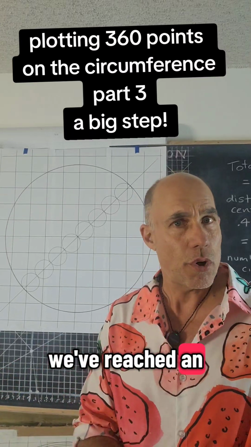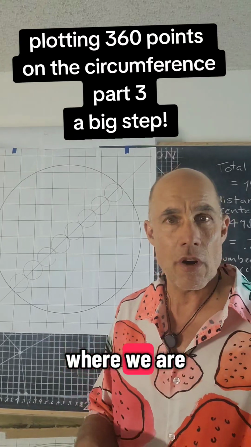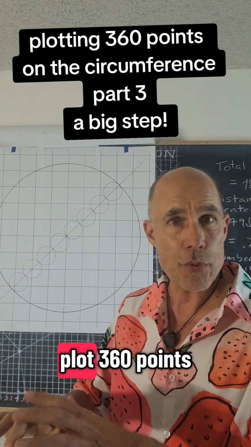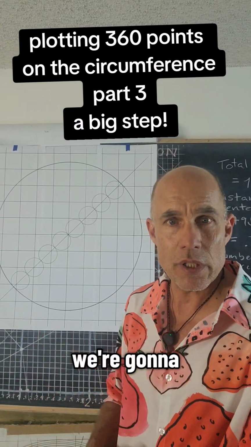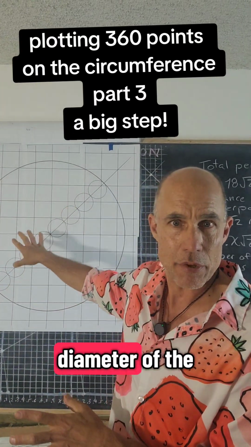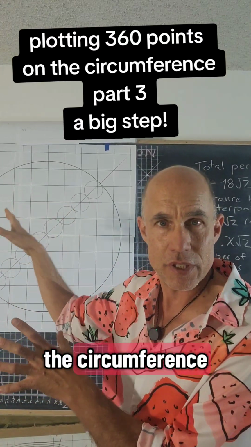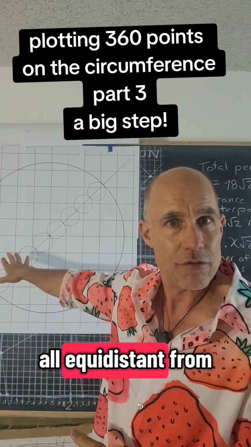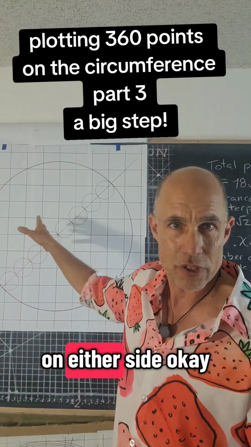All right, we've reached an important step in the creation of the diagram for 360 degrees, where we are eventually going to plot 360 points around the circumference of the circle. In this video, we're going to take these 8 circles that are making up the diameter of the larger circle, and we're going to disperse them around the circumference in such a way that they're all equidistant from the center and also equidistant from their neighbors on either side.